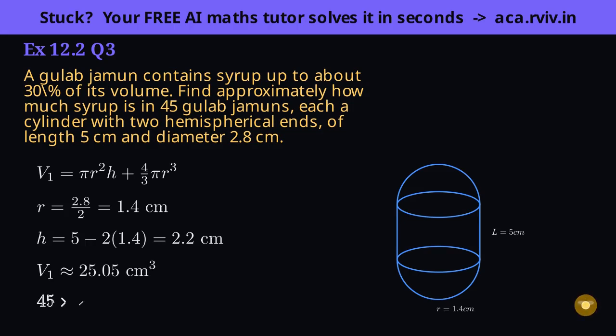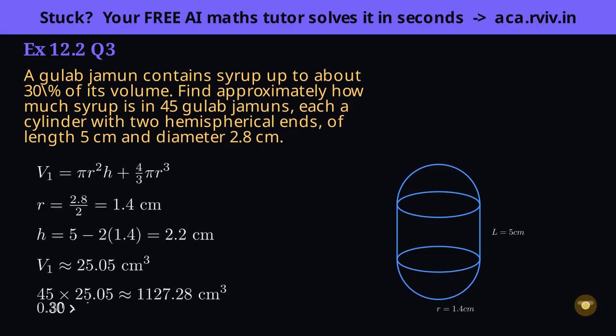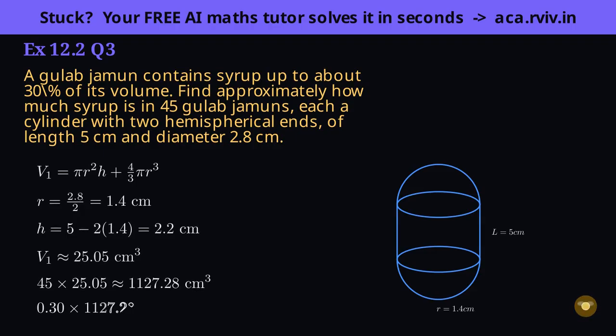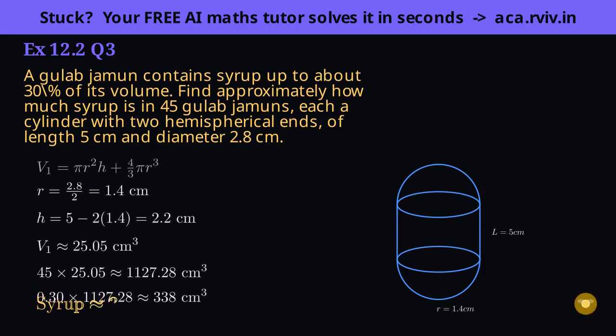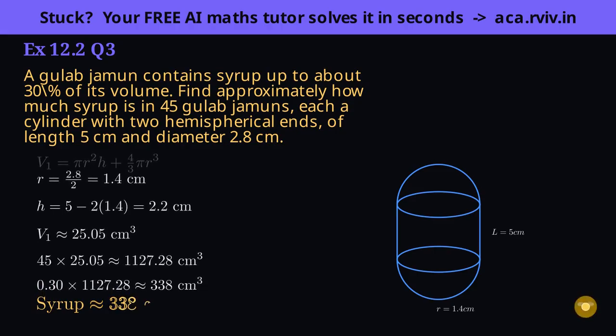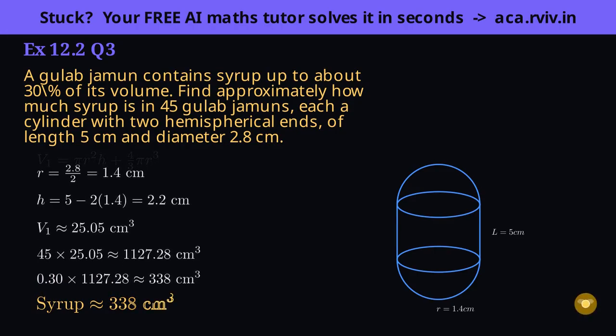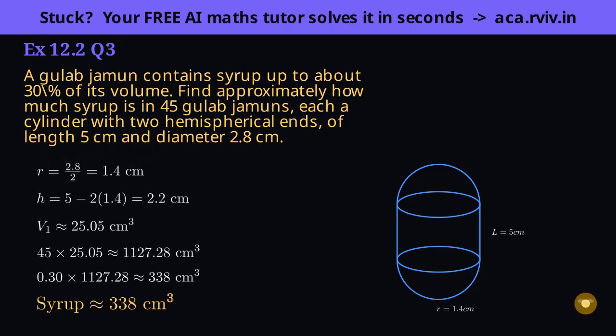Now scale to the whole plate, 45 pieces, so multiply by 45, about 1,127 cubic centimeters of sweet in total. But only 30% of each is syrup. So take 30% of that total, about 338 cubic centimeters of syrup. The clean 3-move recipe for any 'how much across many items' problem: solve for 1, scale to many, then take the required fraction or percentage. Keep those 3 moves separate and the arithmetic never tangles.